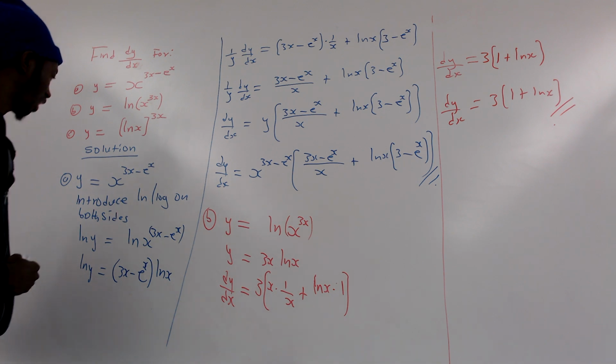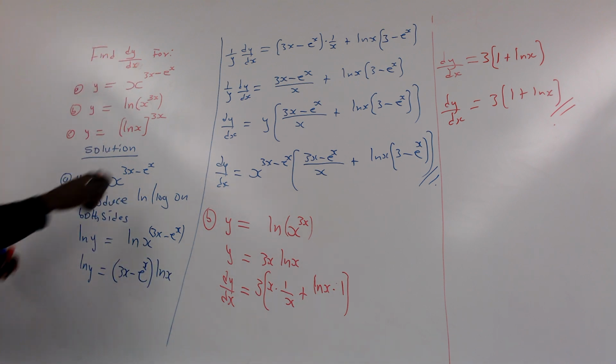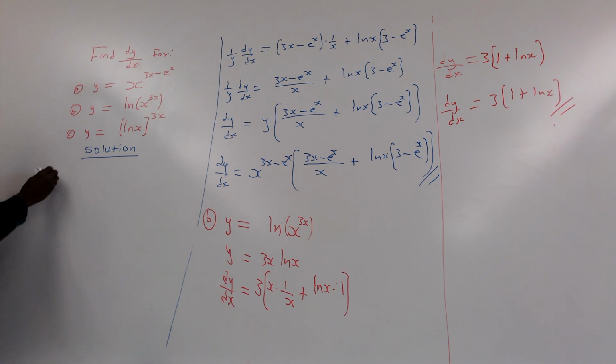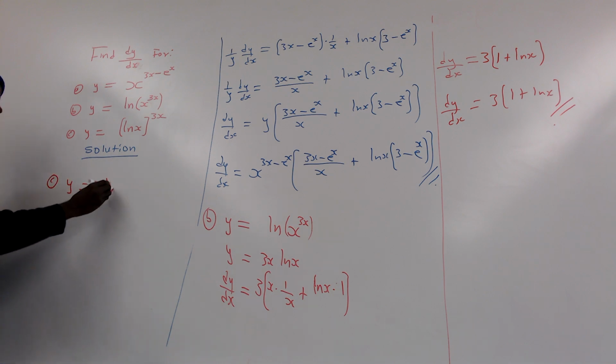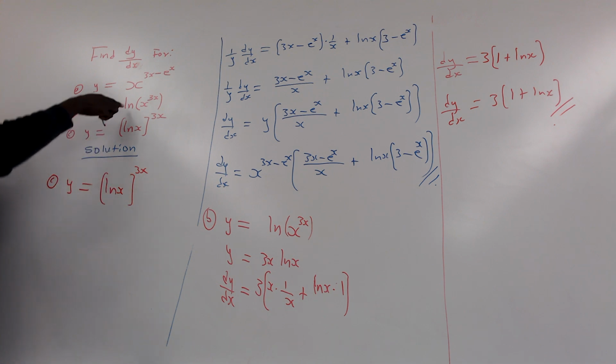And we shift to the last one. The last one is somehow simple and straightforward, but it involves certain stages we need to consider seriously. So if we take the last problem, y equals ln x raised to power 3x. Let's consider this. We say c is given as y equals ln x raised to power 3x.